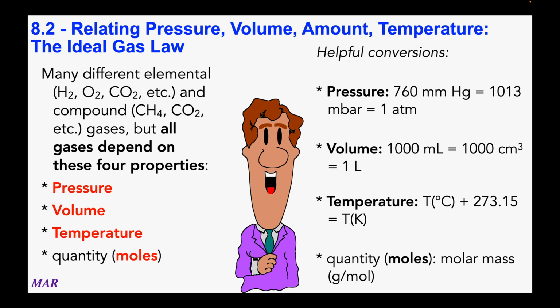And then finally, we will talk about the moles of gas. A lot of times you'll need the molar mass of the gas. So from the periodic table, you can find the grams per mole of, say, helium, or the grams per mole of, say, water. You can turn the grams into moles and be good to go.